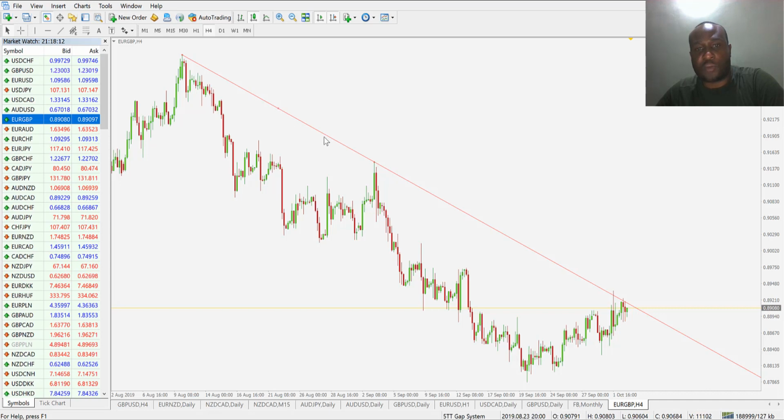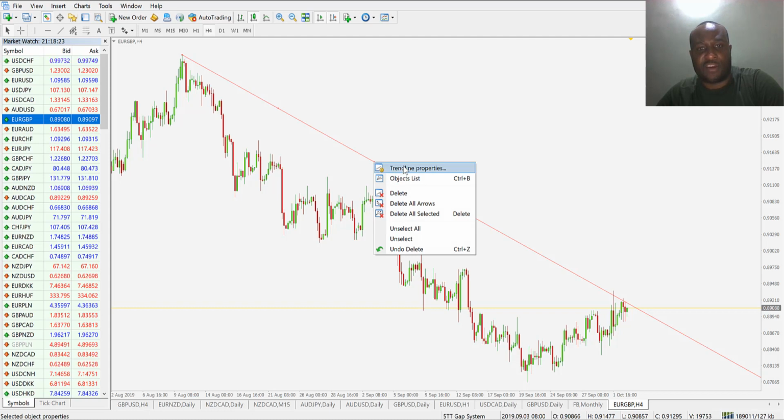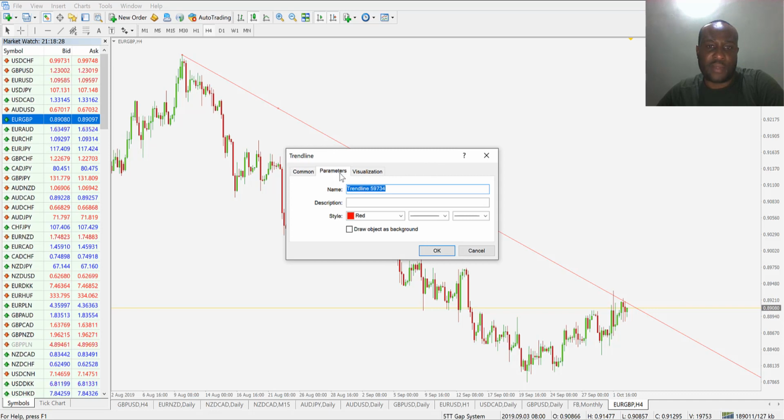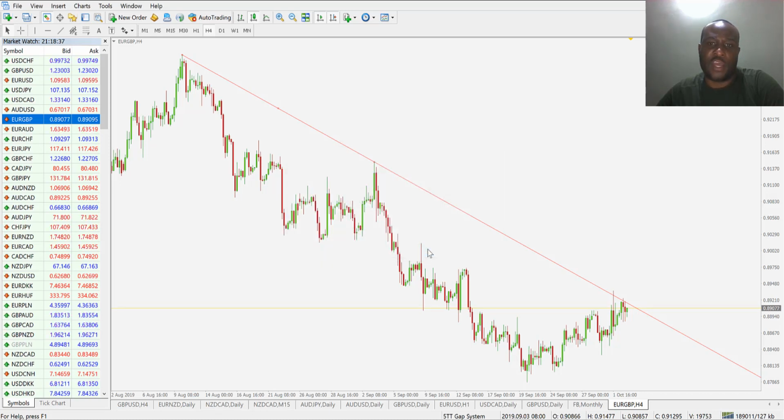Okay, now if I want to stop this from extending this way by itself, once it is selectable, like you've got the three dots showing, right click and go to trend properties. Then under trend properties, if you go to parameters, you can see that ray is actually selected. If I deselect it and come back, can you see now that it only has my three spots? So the line is shortened to just end at my three spots, and this is my preferred way of drawing. You can use the other one, but this is my preferred way.